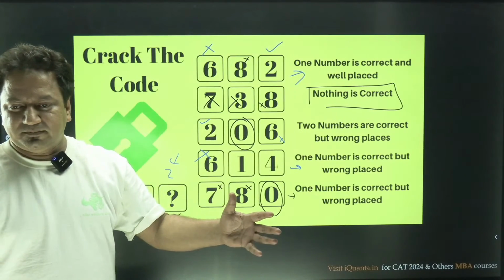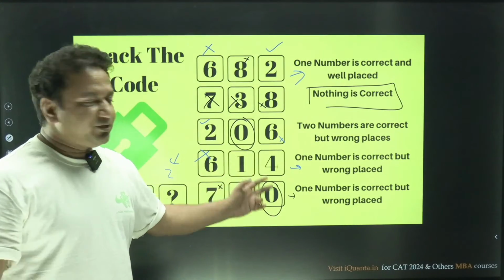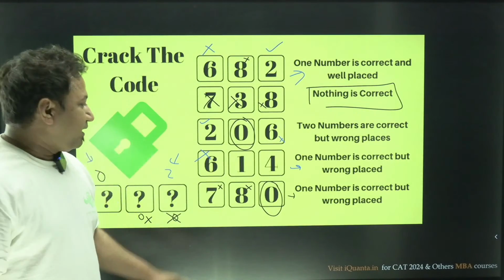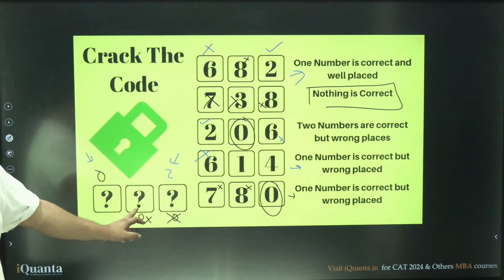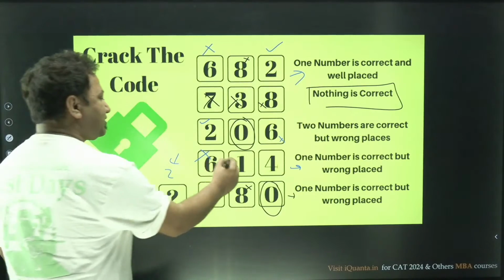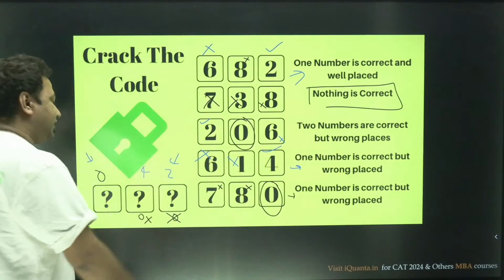Tell me in the comments. 1 और 4 में जो सही है वो गलत जगह पे है. अगर 1 सही होता तो यहां पहुंच जाता, तो सही जगह पे होता. That means 1 is wrong, 4 is correct. So 4 should be coming over here. The answer is 0, 4, 2.